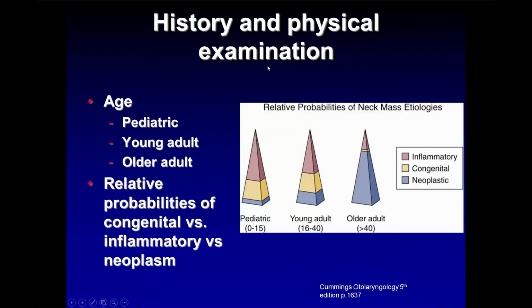As in all diagnoses, it begins with a history and physical examination. Age is really key because I think it starts to narrow down ultimately the likelihood of each respective diagnosis. In the pediatric world, as you can see in the chart here, we tend to have more inflammatory, more congenital as well, and a small fraction tend to be neoplastic. As you get to the older or young adults, neoplasms start to go up, and inflammatory disease tends to go down, whereas congenital stays about the same.